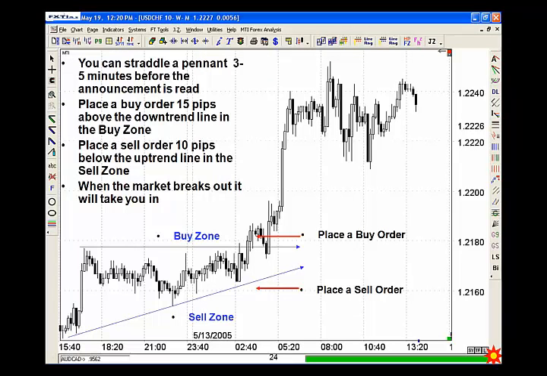Now, you can straddle a pennant. You place your buy order 15 pips above. You place your sell order 10 pips below, and you wait till the break. So, for example, here, look, this would have taken us in. We put our order, this was before the fundamental announcement, 3 to 5 minutes before. You can go to forexfactory.com, or you could also go to FXCM's website, which is Daily FX, and look at all the fundamental announcements.